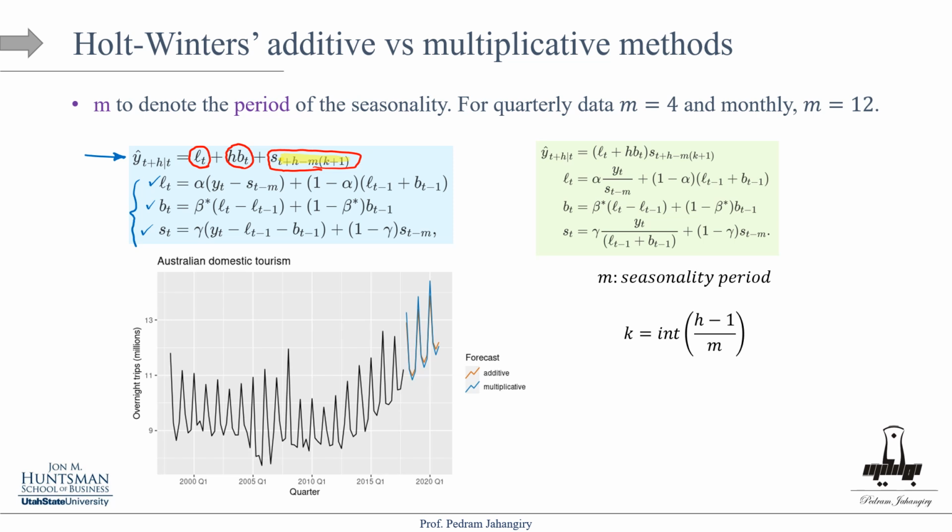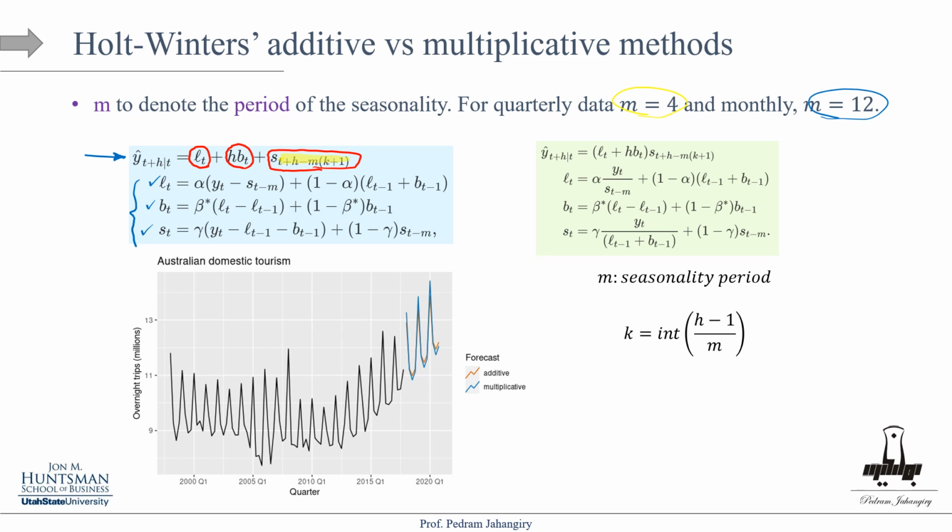But it's just some sense of seasonality from the previous season, right? This m is basically the period of the seasonality. That simply means that if you have quarterly data, m is equal to 4. If you have monthly data, m is equal to 12, and so on. Right? So the idea is, well, actually, let's look at an example.